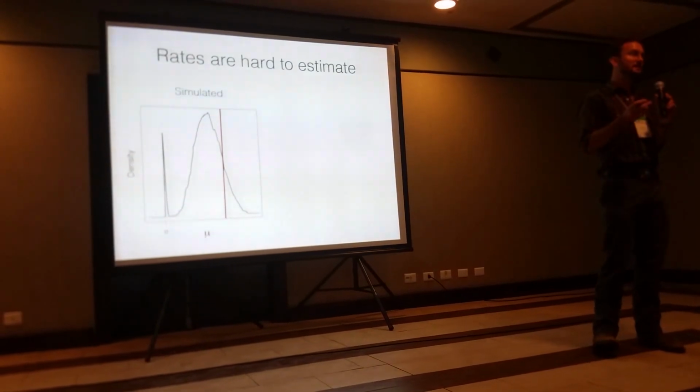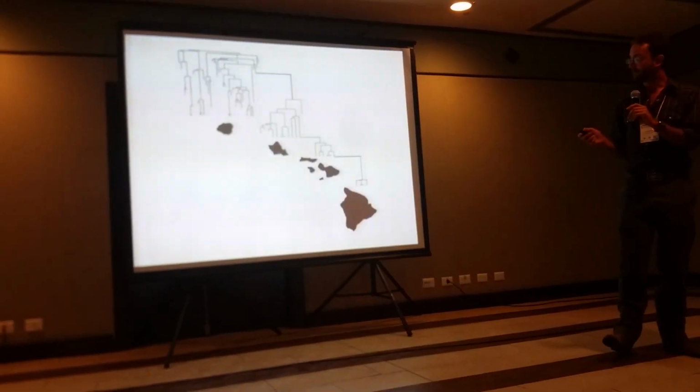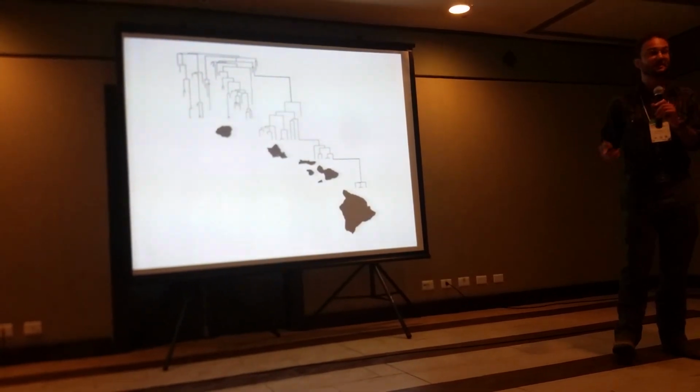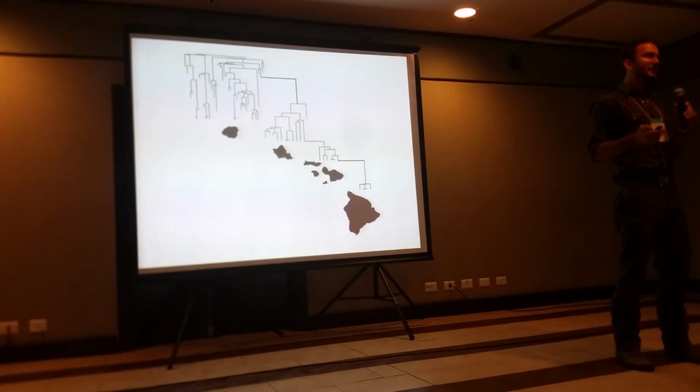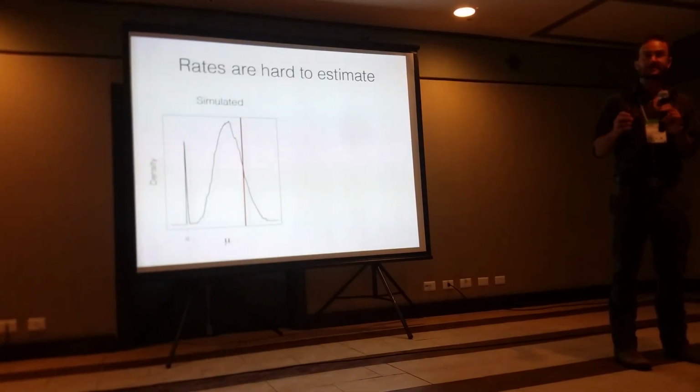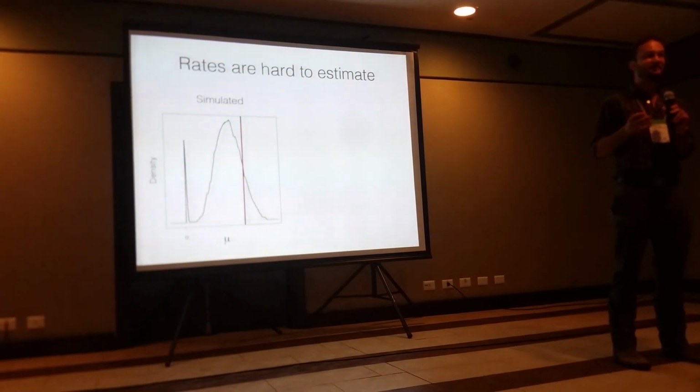So it would be great if we could know about extinctions on the oldest island and incipient species on the youngest island. The real big problem we have when all we have is a molecular phylogeny is that it can be really difficult to reliably estimate these rates.